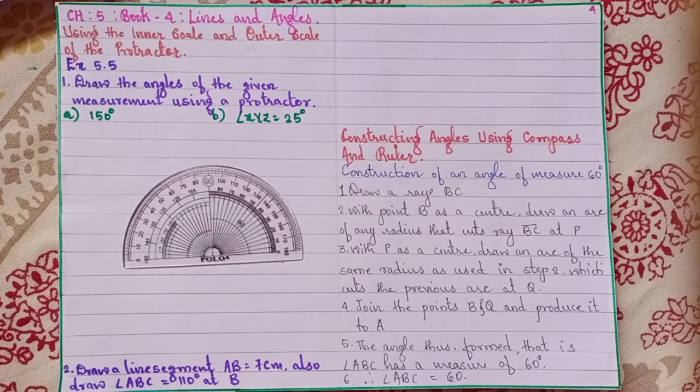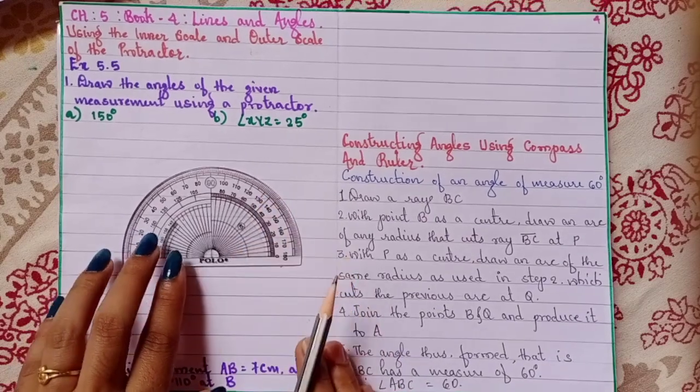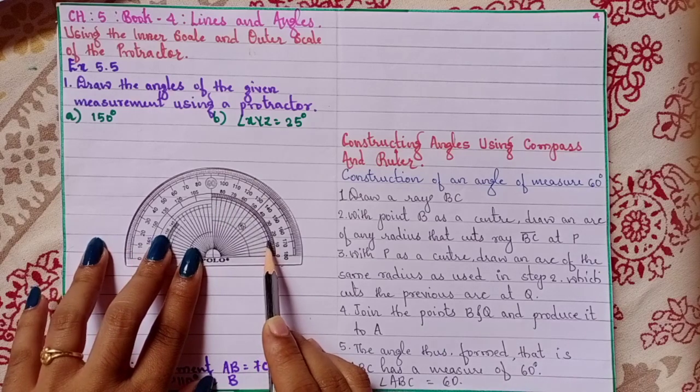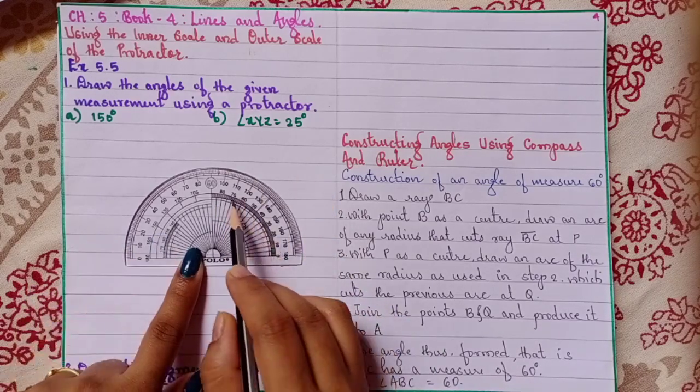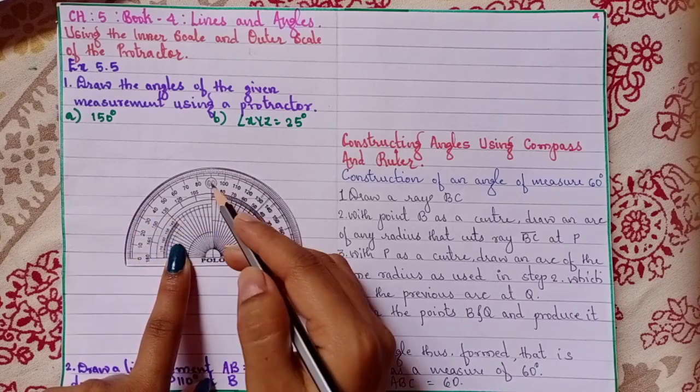We shall see the next concept using the inner scale and outer scale of the protractor. So by using inner and outer scale, how to draw the angle, that we have already seen. So let's recall now. This is the tool used for drawing angles, called a protractor, and this is the inner scale. If you want to draw an angle facing the right side, we have to use the inner scale, and if we draw an angle facing the left side, then we have to use the outer scale.